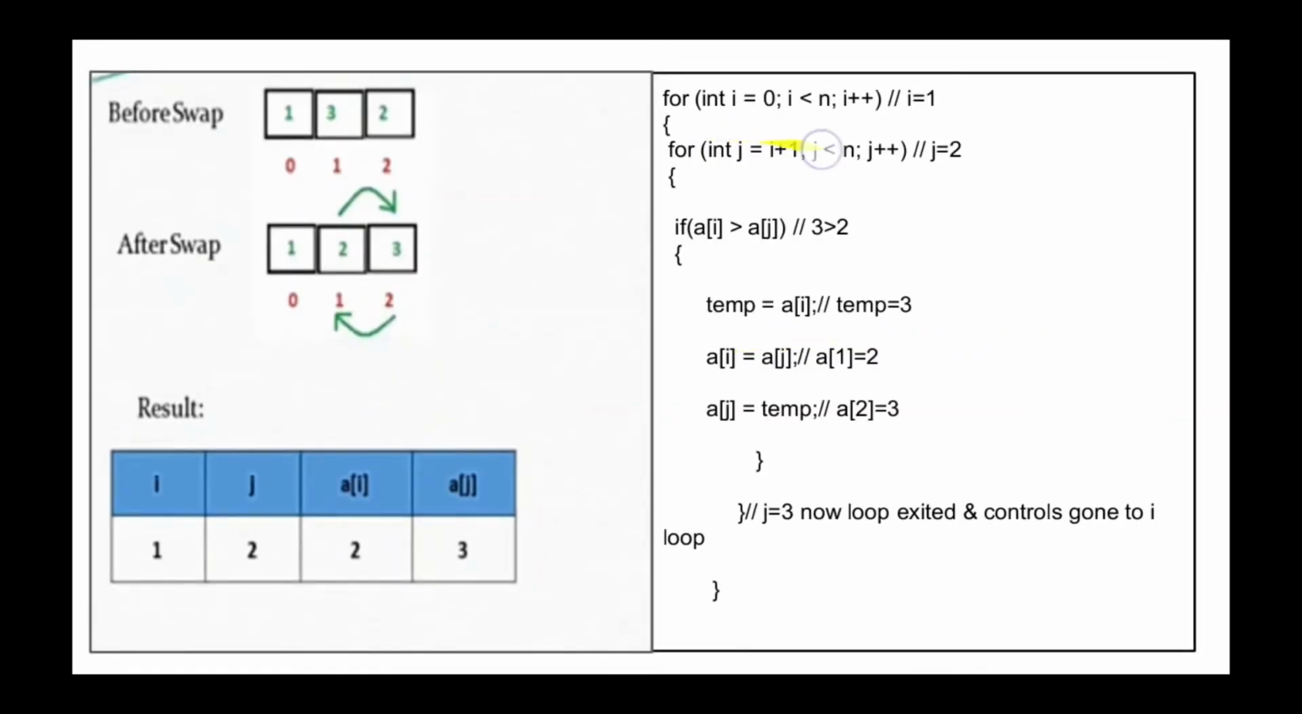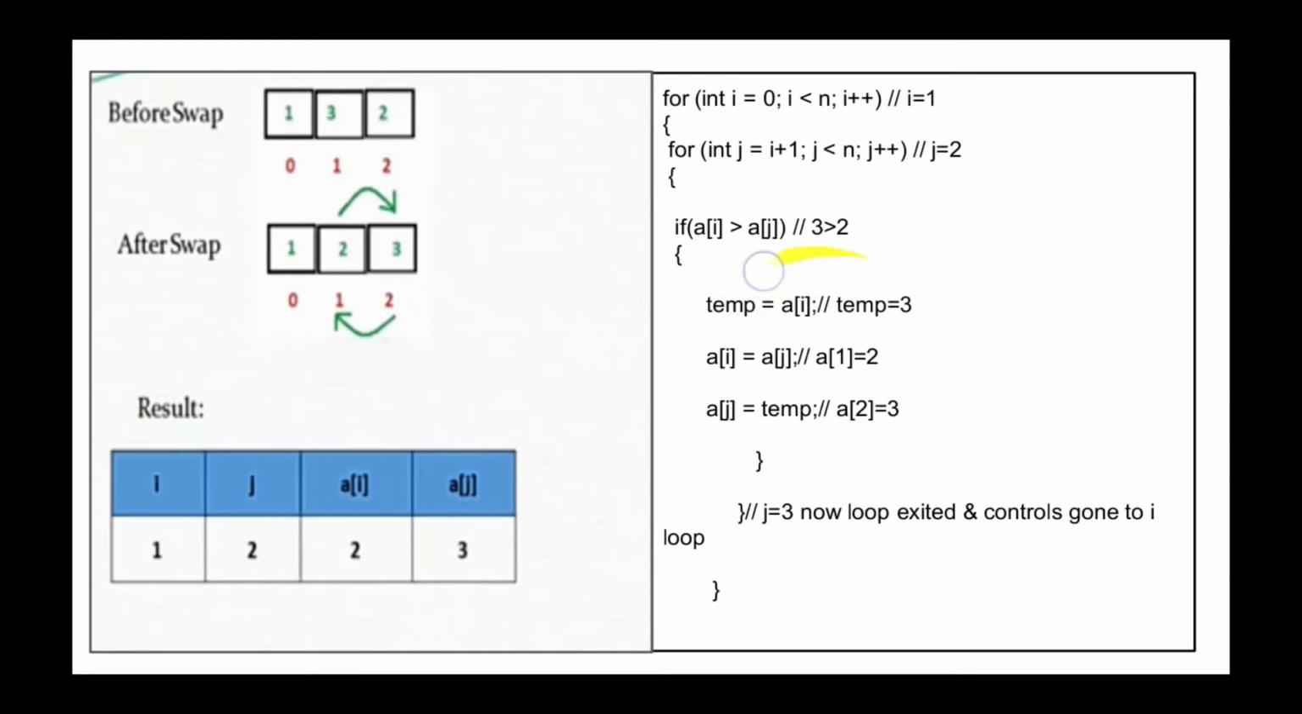Then the i value is incremented by 1. The initial i value is 0, then the i value is 1. Then go to the next for loop, j. Integer j is equal to i plus 1. The i value is 1, 1 plus 1, so the j value is 2. Then check j is less than n. The j value is 2, less than the array size 3, so the condition is true. Then go to the next condition, the if condition.